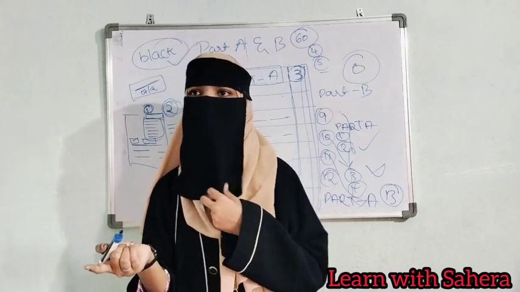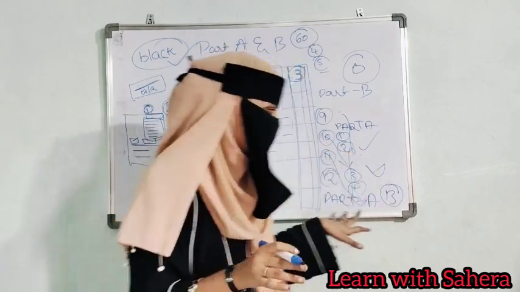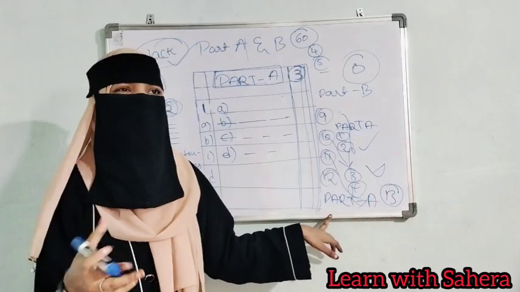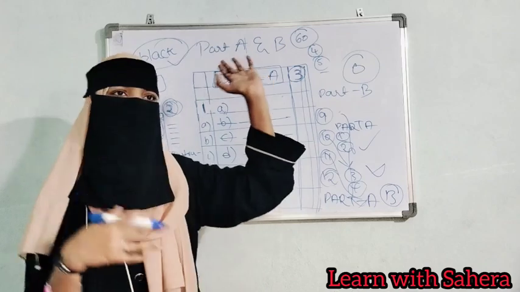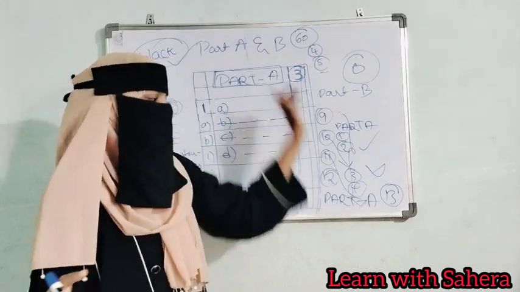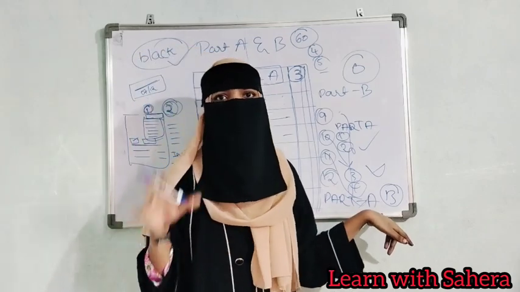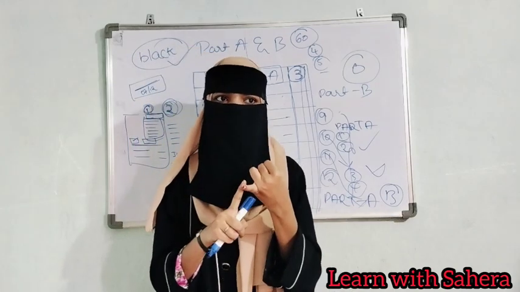What more should I say to you? Okay, so part B, manage the time. As I said, if you are not having much time, only 15 minutes or 20 minutes are left and you have not attended part A, then what you have to do? You have to leave one answer. After writing part A, you go to the last question. Okay, is that clear? Try to write with the black pen.